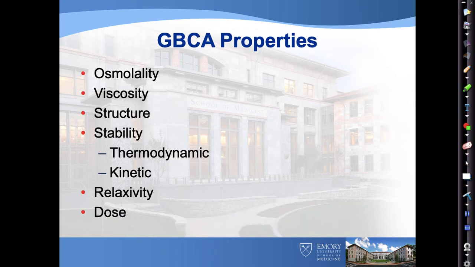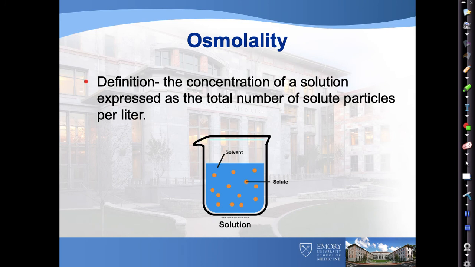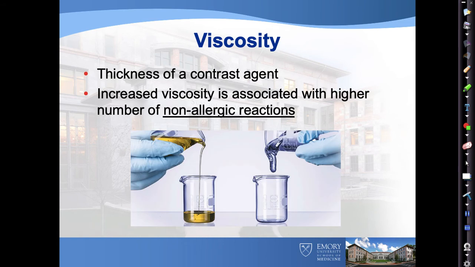Now let's describe some gadolinium-based contrast agent properties. We're going to review osmolality, viscosity, structure, stability, relaxivity, and dose. The first property we'll discuss is osmolality, and by definition, it is the concentration of a solution expressed as the total number of solute particles per liter.